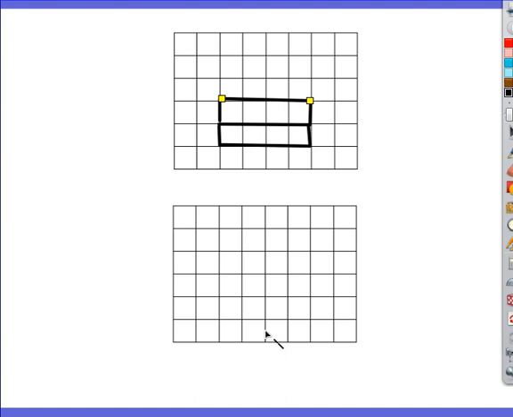Draw the plan of the prism. Well, the plan view is looking down from the top, and that will be showing a side which is 3 and a length which is 4.